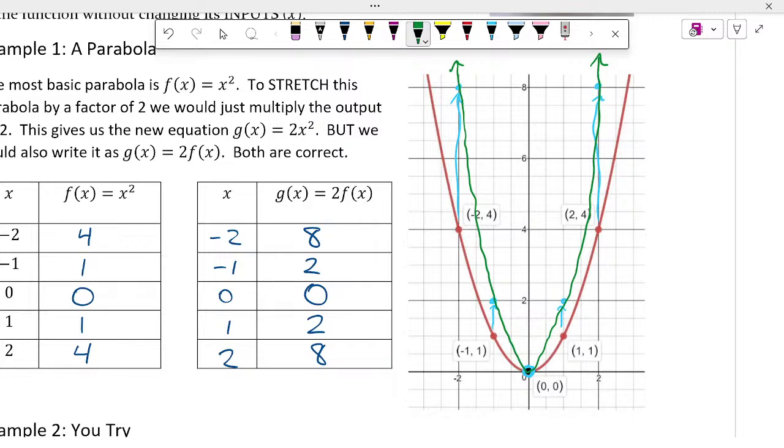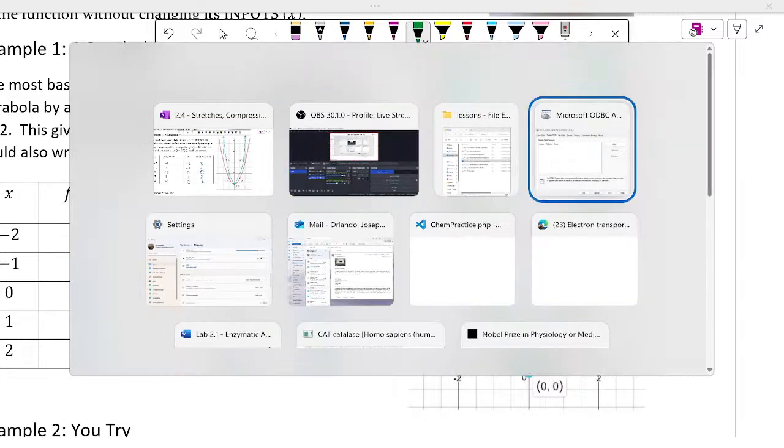Okay, ready? Need my keyboard here. I don't have my lectern. I don't know how people teach without a lectern. I need a lectern.